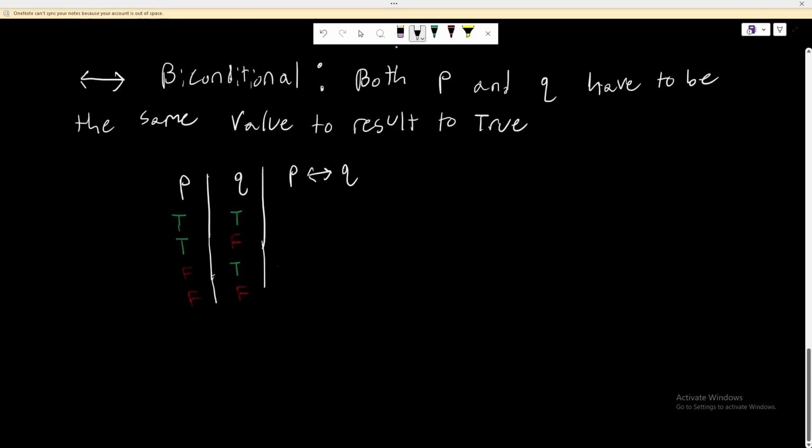Then the last one I will be going over today is the biconditional. For this to be true, both P and Q have to be the same value. So I can just show you the truth table so you can see what that looks like. True and true, these are both the same value, so it will result true. True and false, where P is true and Q is false, they're not the same value, so it will result false. And then false and true, that's also false. And then false, false would be true because they're both the same value.